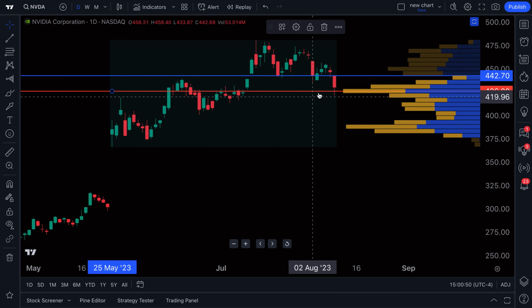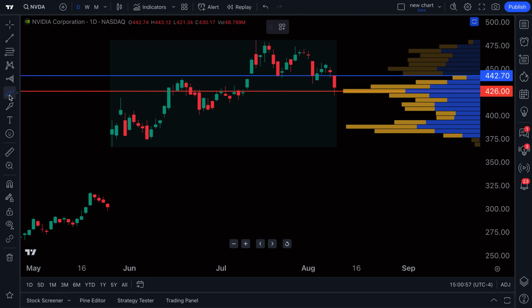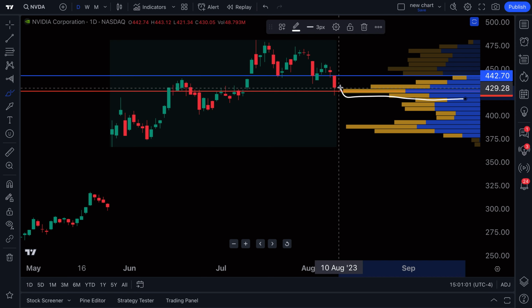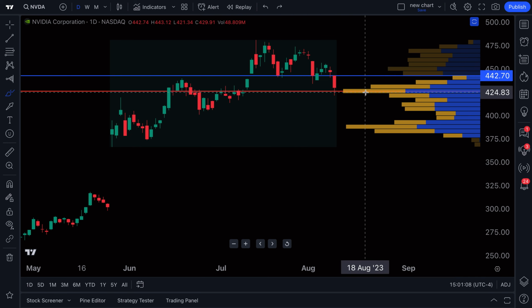So now, as you can see, there's a red line that goes through our chart here. This is called the point of control. The point of control shows where the most trading volume occurred since this volume profile was applied. The reason why they call it the point of control is because the amount of trading volume is the most. So this price level, it looks like 424 to 428 has attracted the most trading volume.